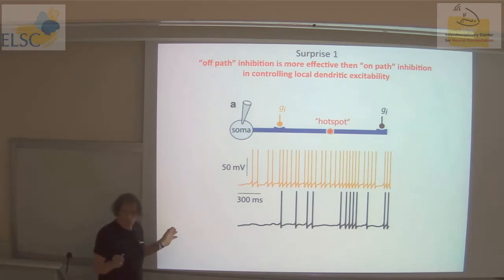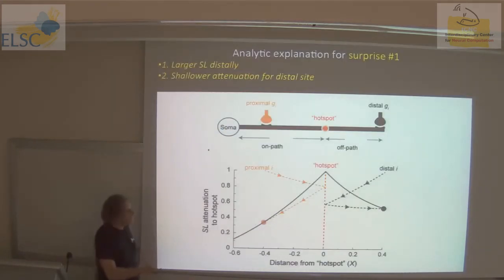That's a surprise. And the answer lies in the boundary conditions, which are sealed here and leaky here. This gives the asymmetry of the shunt, or the voltage attenuation, going from here to here backward.